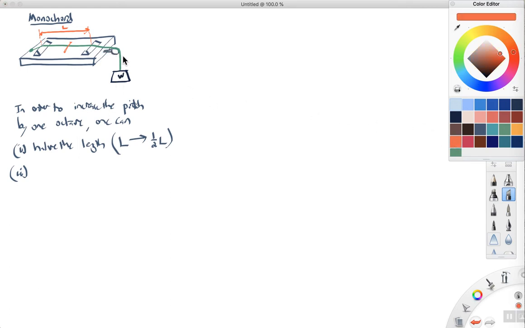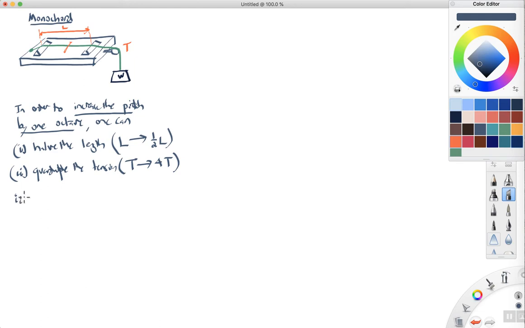This weight is producing some tension in the string. Let's call this orange T right here. So there's some tension pulling on it, and if you make the weight larger, you're increasing the tension. So one finds that by increasing the weight, one can also increase the pitch, okay? But you have to quadruple the tension. Okay, so take the tension and have it go to 4 times the original tension. That would also increase the pitch by 1 octave.